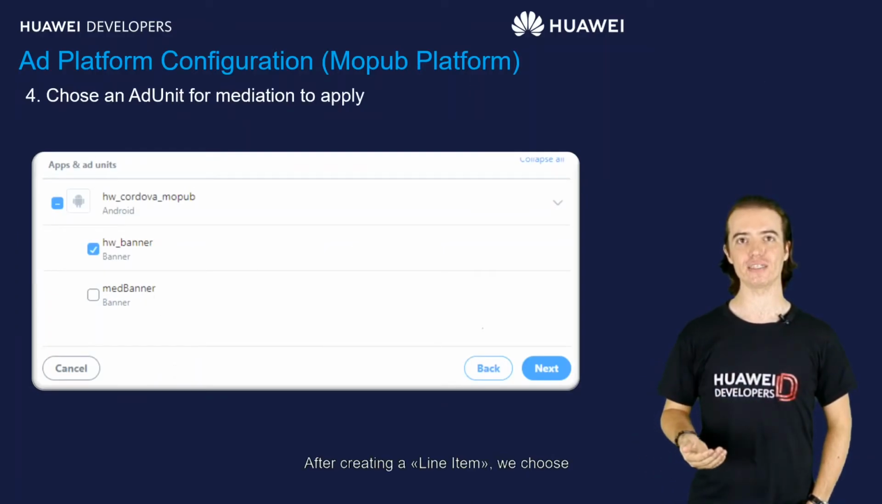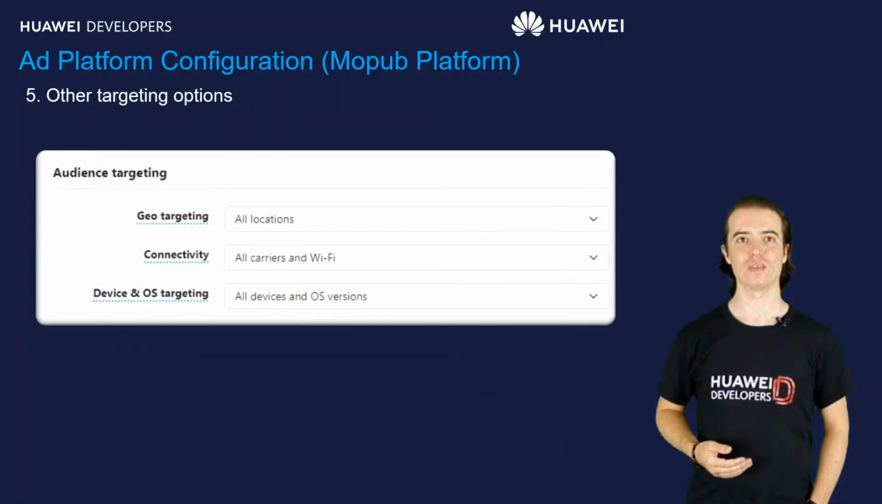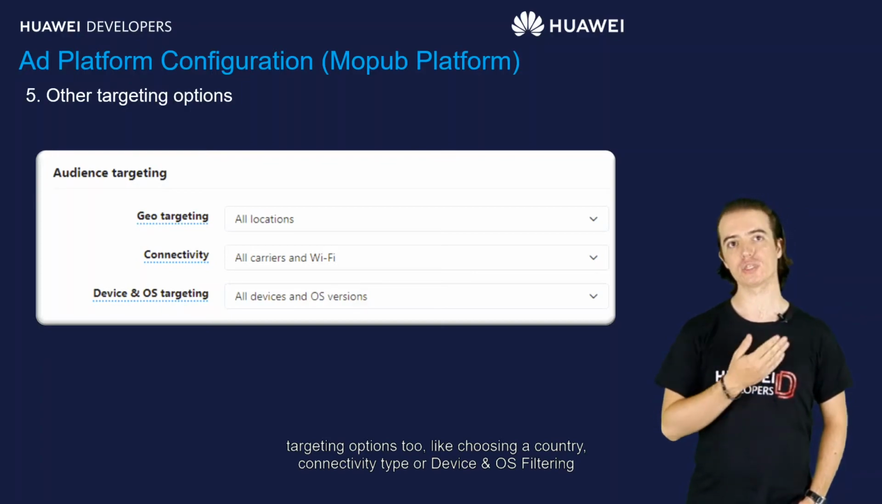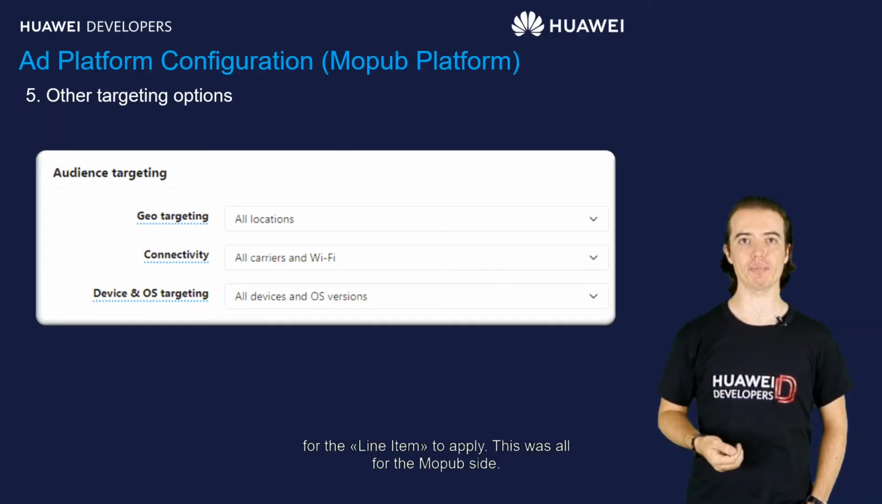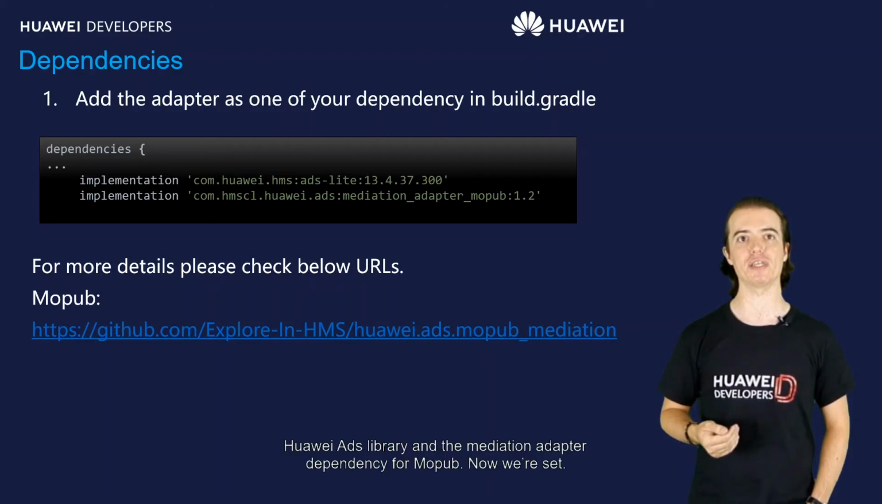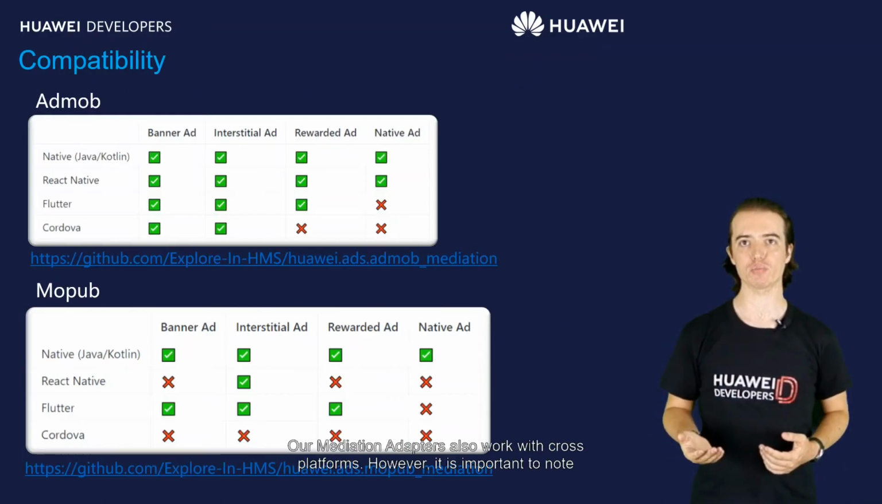After creating a line item, we choose an ad unit which we created before on the Mopub platform. When we continue to the next step, we see audience targeting options. We can change targeting options too, like choosing a country, connectivity type, or device and OS filtering for the line item to apply. This was all for the Mopub side. For the last step, all we have to do to see Huawei Ads on our application is to add Huawei Ads library and the mediation adapter dependency for Mopub. Now we are set.